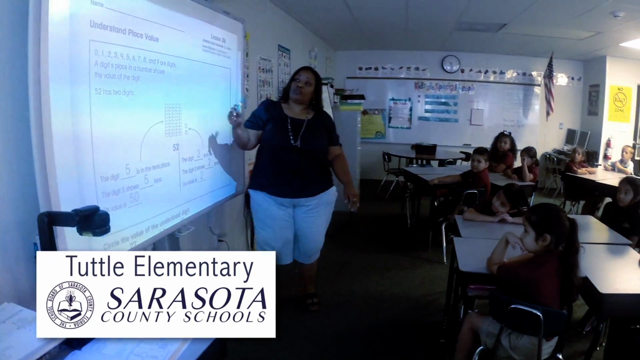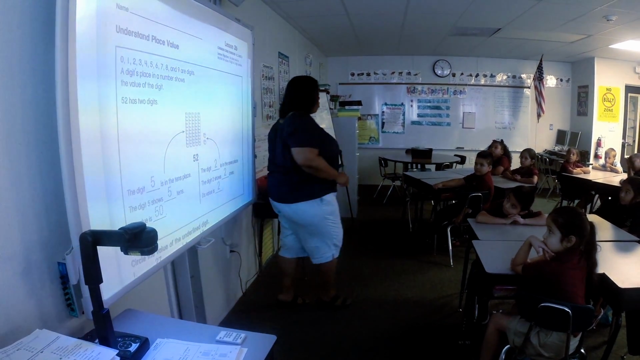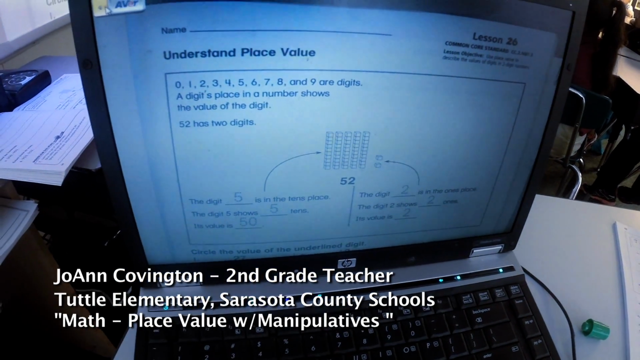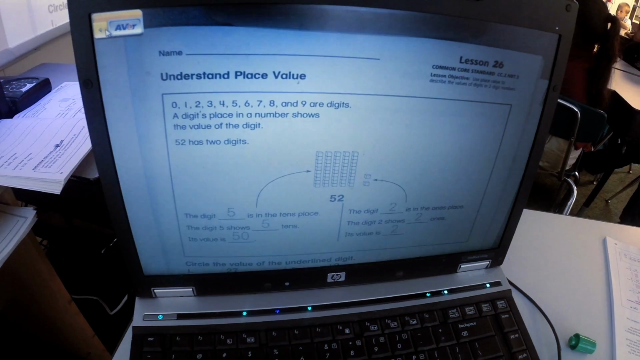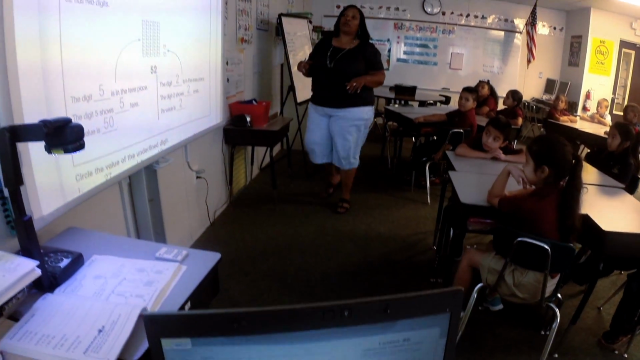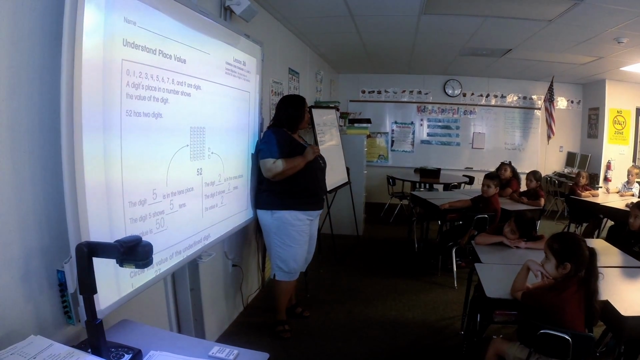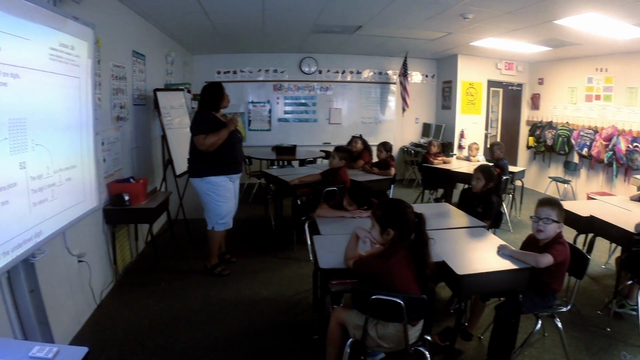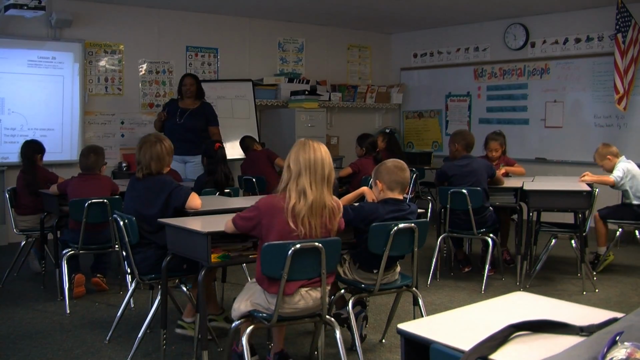We have certain digits, boys and girls, that we need, and they are 0, 1, 2, 3, 4, 5, 6, 7, 8, and 9. Those digits will help you determine the value in place value. Today we are going to talk only about digits in the ones and the tens place. Take out your Encore books.